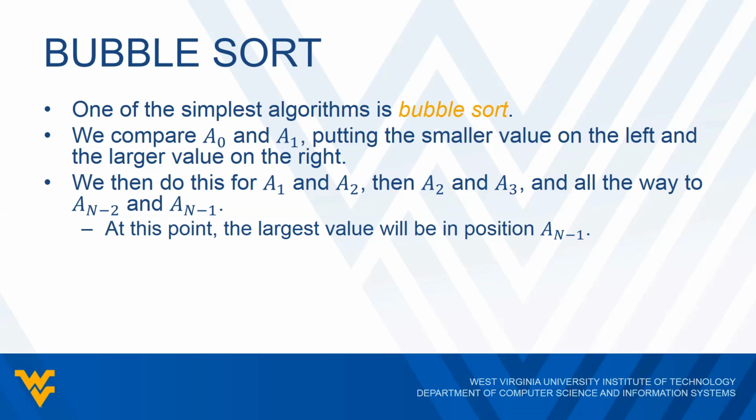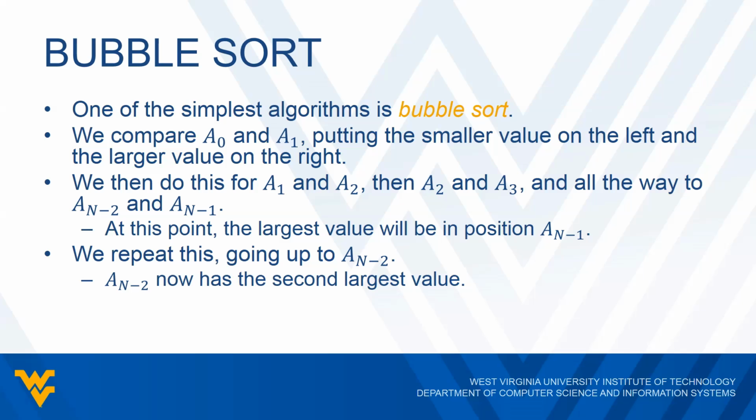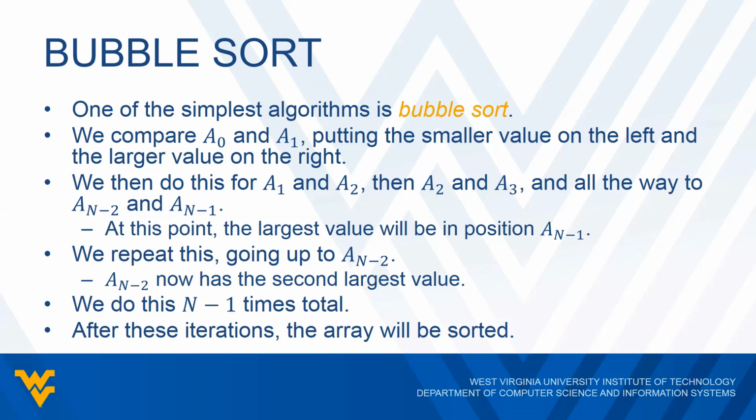So then we're going to repeat this whole sweep again, going up to A(n-2). So we would put the smaller one on the left element, we put the larger one on the right element, and we keep going up to A(n-2). That means at this point, A(n-2) has the second largest value. We'll do it again, and on the third iteration, A(n-3) should have the third largest value. So we will do this n minus 1 times. And what that means is after we do n minus 1 iterations, the entire array will be sorted.